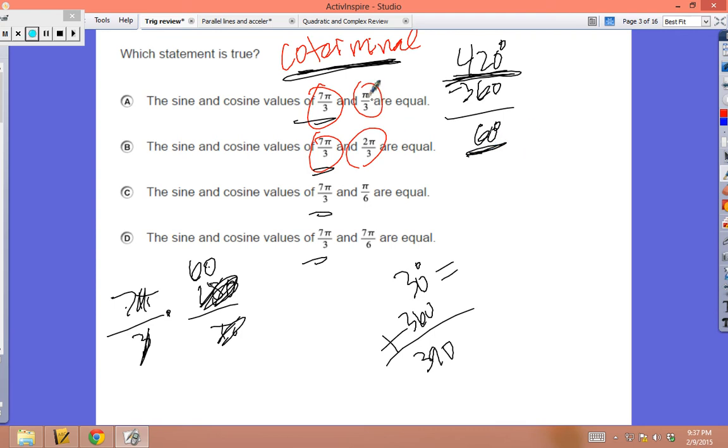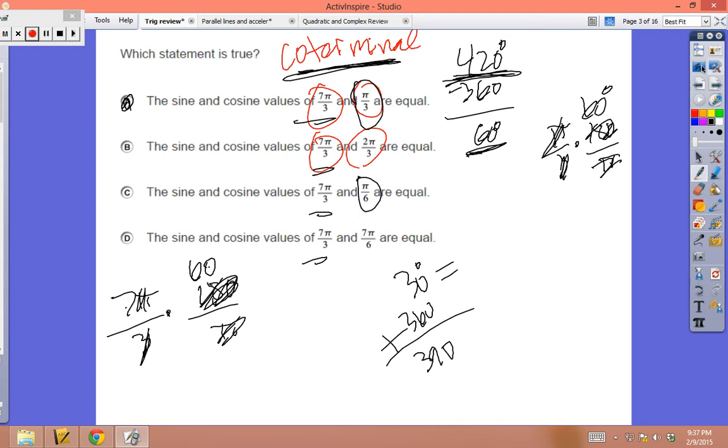And 60, we just did one of these guys right here, was pi over 3. So if we do pi over 3, and you times that by 180 over pi, pi's cancel, 3 goes into 180 60 times. So it's going to be A. The trig on 60 degrees, which is pi over 3, and the trig on 7 pi over 3 or 420 degrees is going to be the same because they're coterminal angles.